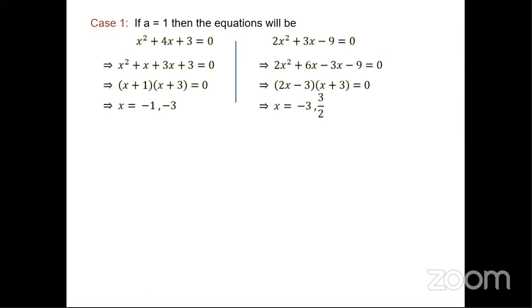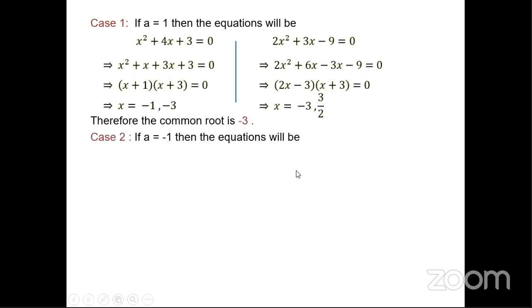So you will be left with x is equal to minus 3 and 3 by 2 as your answers. Now just observe your x values, children. The x values here are minus 1 and minus 3. Here it is minus 3 and 3 by 2. Are you able to find any common root over here? Yes, that is minus 3. So when a is equal to 1, you are getting a common root as minus 3.